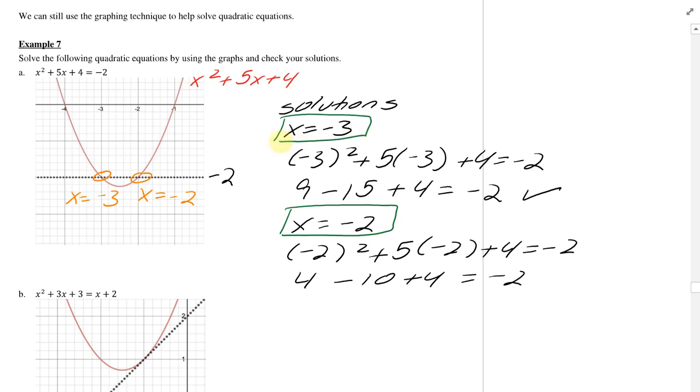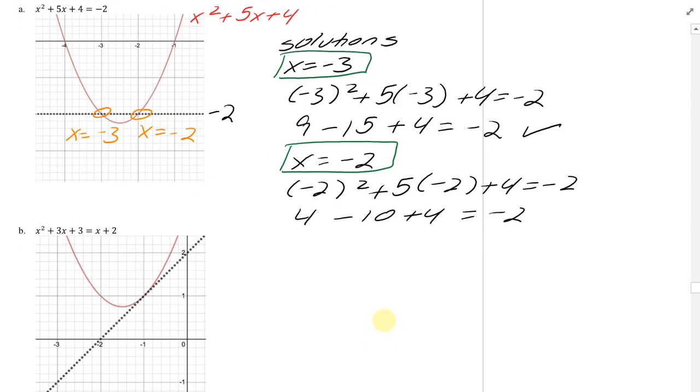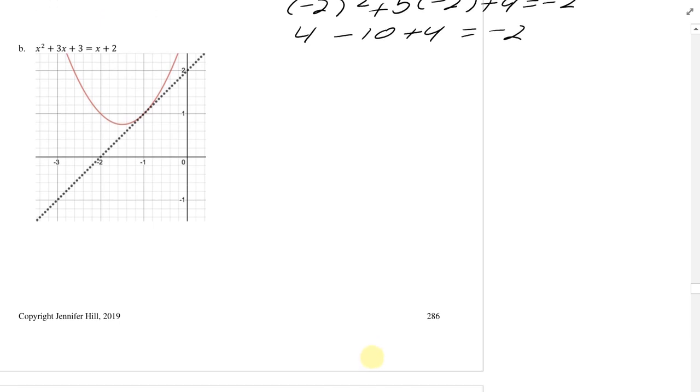So we're just going to review how you can use the graph to help you find solutions. What I want you to do is look at the graph here for B and find the solution for this one. It's between the parabola and the dotted line. What is that solution? Pause the video, find the solution, check it, hit play when you're ready.